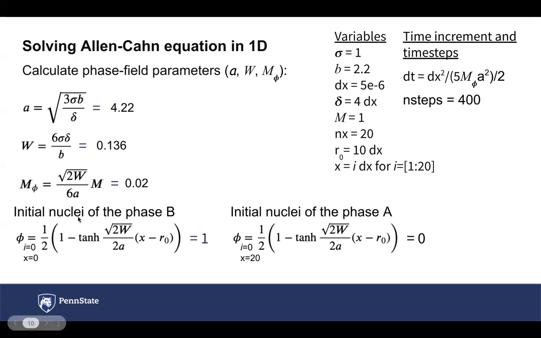And then we proceed to calculate the initial phase field between our phase A and our phase B. In phase B, we have the initial phi equal to 0 at x equals 0 on the domain. Tanh is a hyperbolic function, which includes W and A, and then x minus rho naught is our position along our x direction interface. The phase field in B is equal to 1, and our phase field in A is equal to 0.